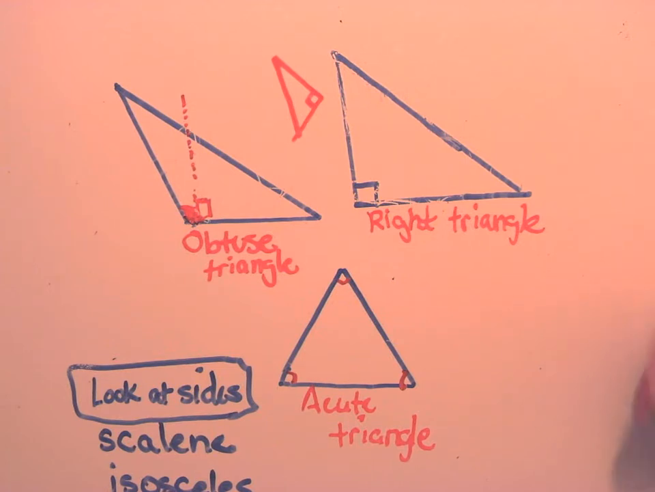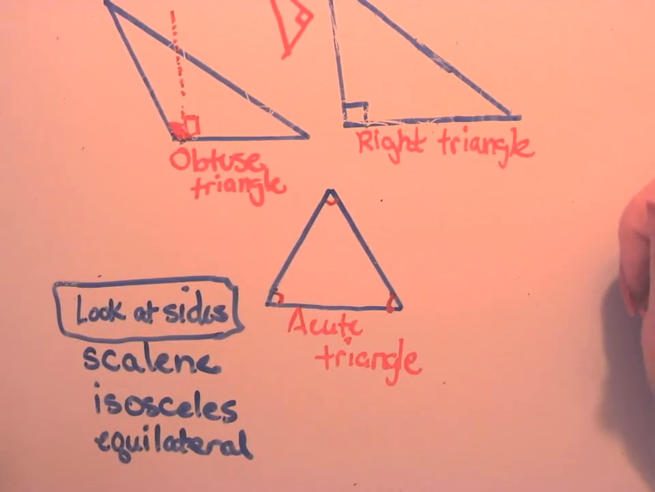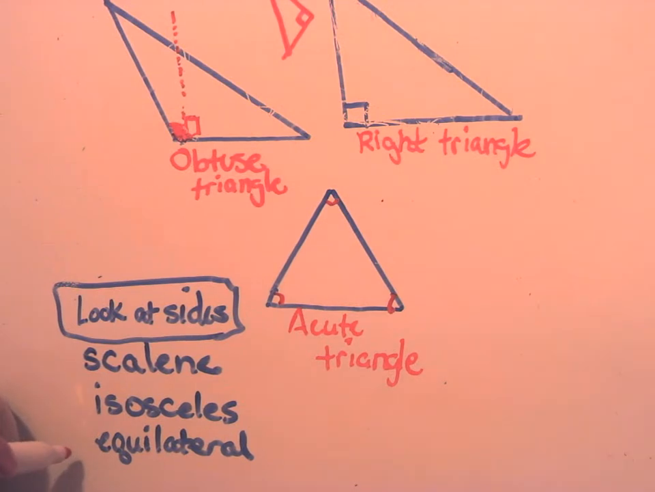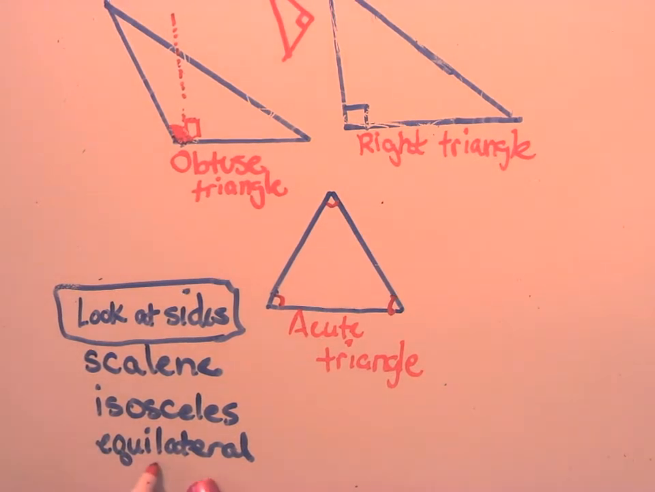Now there's a couple different types of triangles that we're going to talk about. Those triangles that we're going to look at are scalene, isosceles, and equilateral. So I'll start with the third one here, equilateral. You hear what it says there, equal. So an equilateral triangle would have all sides the same length.